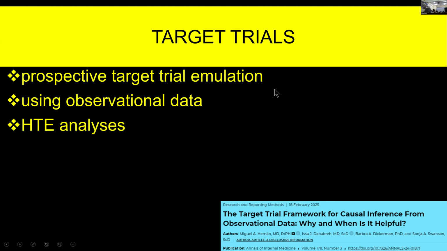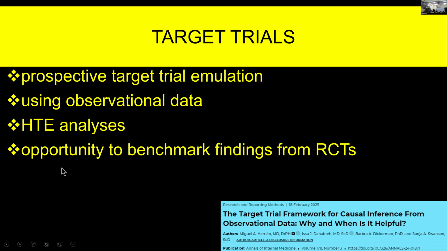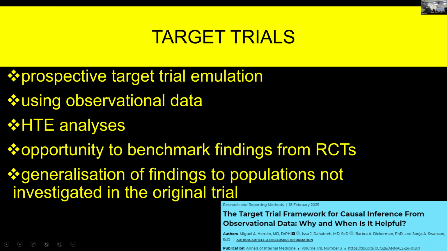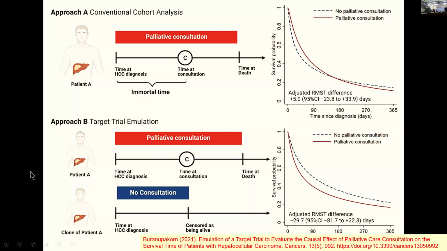Using observational data, we're doing heterogeneity of treatment analysis. So it's an opportunity to benchmark findings from an RCT. In a large observational study, are these RCT data being shown? Because the observational study is a large population, we're trying to see whether the data from an RCT are generalizable in observational data. Now this is one example.